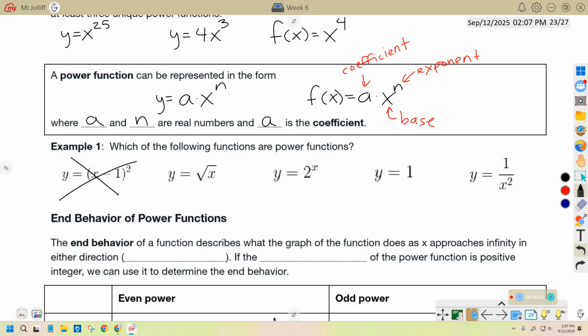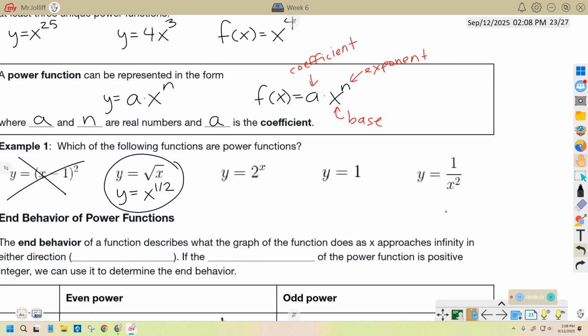So I'm going to rewrite this and see if that changes your answer. Power function, not a power function. That's a power function. Yeah, this guy is. Remember that radicals can be written as fractional exponents.